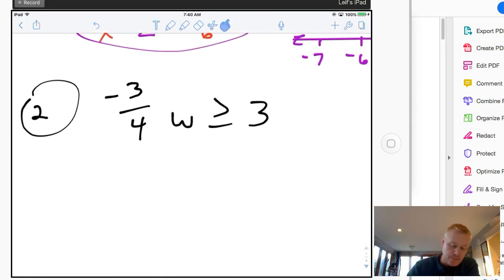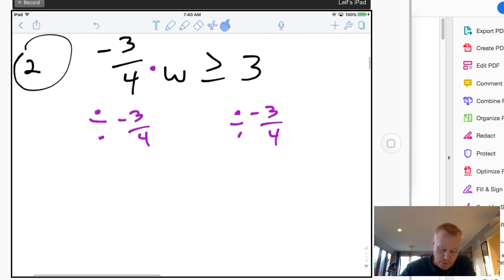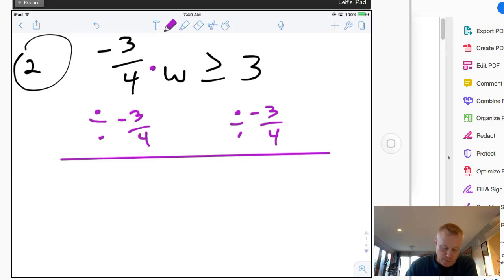The next one: the negative 3/4 and the W are connected by multiplication. It's not written there, but it's implied, which means I'm going to divide by negative 3/4. Now, when you divide fractions, you actually flip and multiply, so I'll do that in a minute. Usually I just multiply by the reciprocal, but I'm going to do it out this way for a moment, which means I get W, because these will cancel.